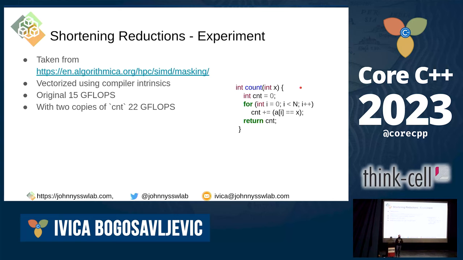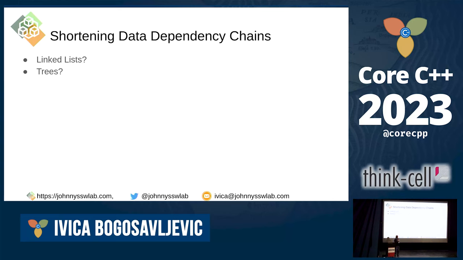So for general C++ development, you won't be doing this. But if you're using vectorization intrinsics, who knows what vectorization intrinsics are? Okay, for those who don't know, vectorization intrinsics allow you to use vector instructions in the CPU, which are more powerful. Sometimes the compiler can do that for you, but many times it doesn't. Performance engineers use them a lot. And when you work with vectorization intrinsics, you will have to do this. Okay, shortening data dependency chains.